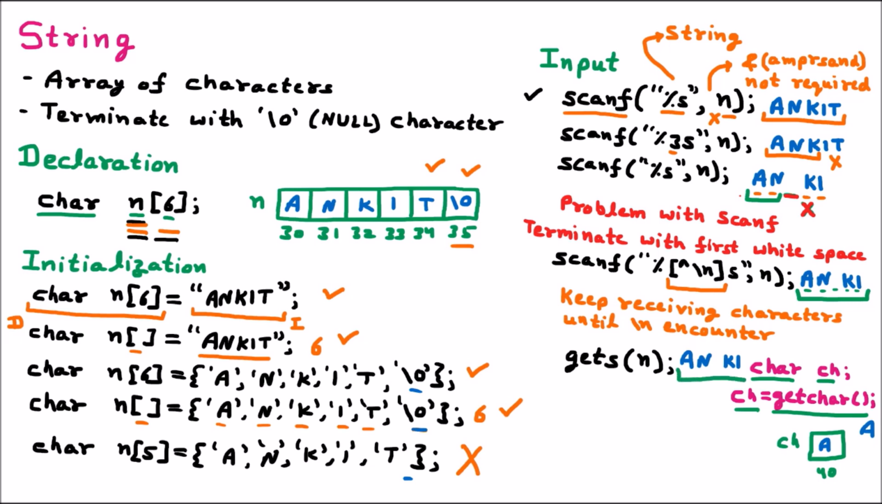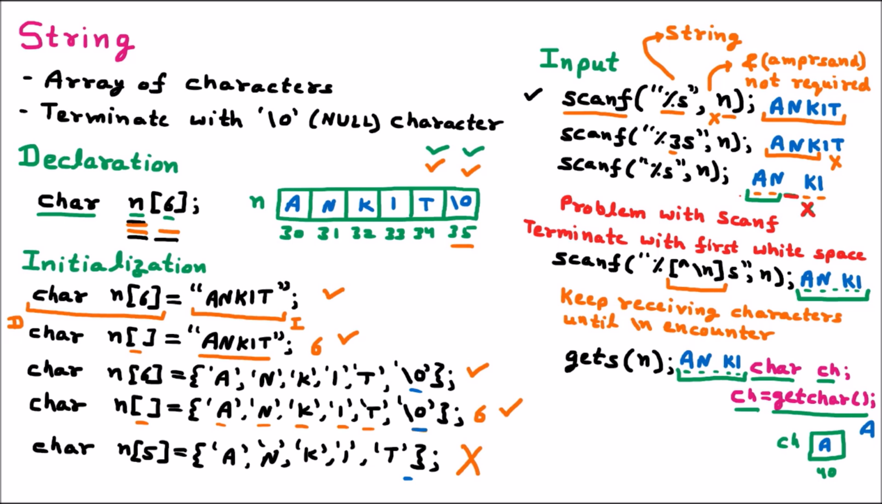So here that complete string is taken, and we know that it is an, then space, then ki. So there are 5 characters. All the 5 characters will be stored inside the character array n with the null character at the end. So the gets function is used for taking the string.